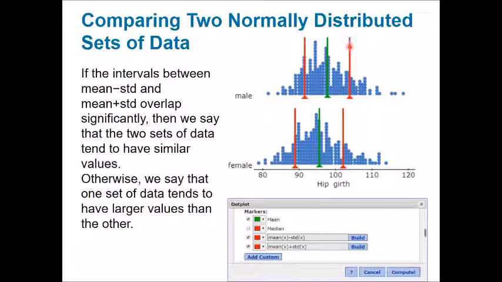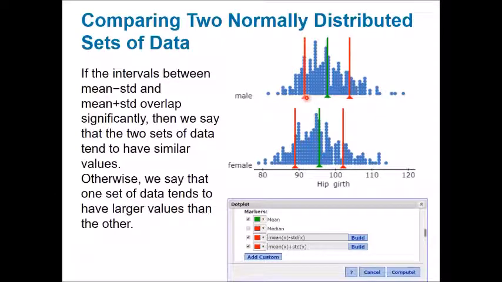To compute these markers, I went to the Graph menu in StatCrunch, dot plot. I checked the mean marker. I went to the custom button and created mean(x) minus std(x), and checked it, made it color red. And then I created mean(x) plus std(x), checked that, made the color red, and clicked compute.